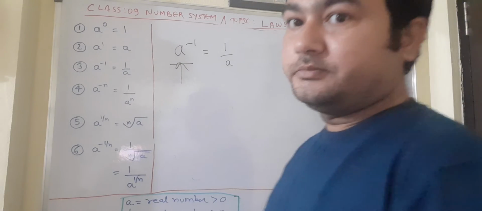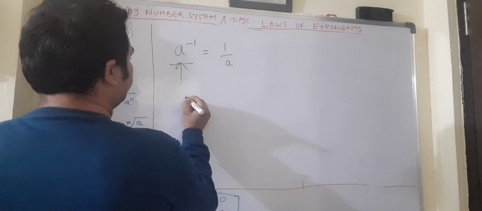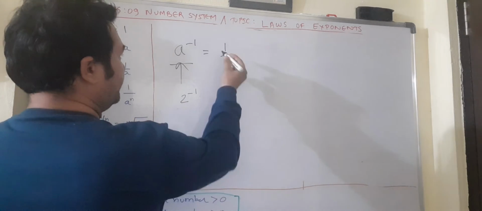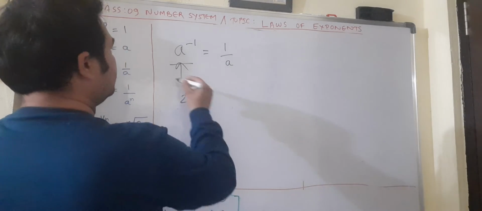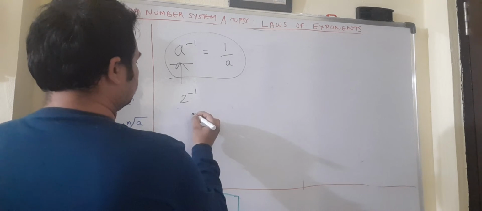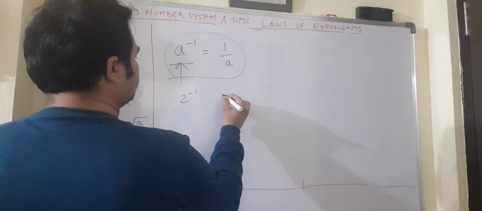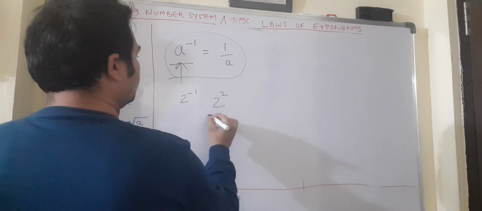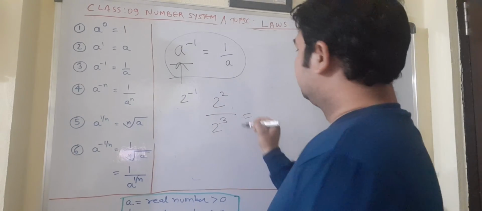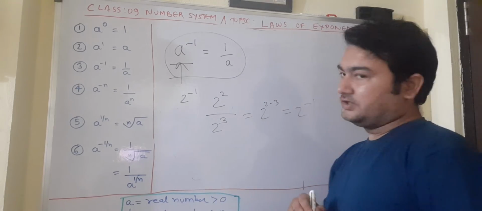To illustrate the same using some numbers, let's see, we have 2 to the power minus 1. This should be 1 by 2 as per this law of exponent. Let's see. If you write 2 to the power 2 and here 2 to the power 3, you will be having 2 to the power 2 minus 3, that is 2 to the power minus 1. Is it?